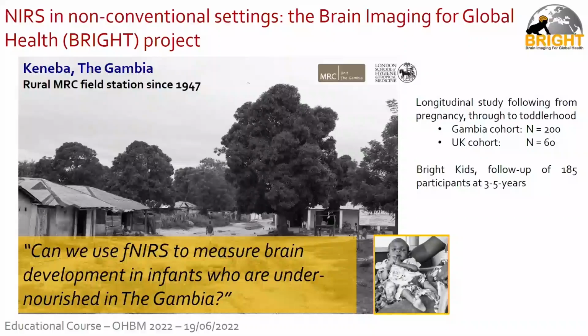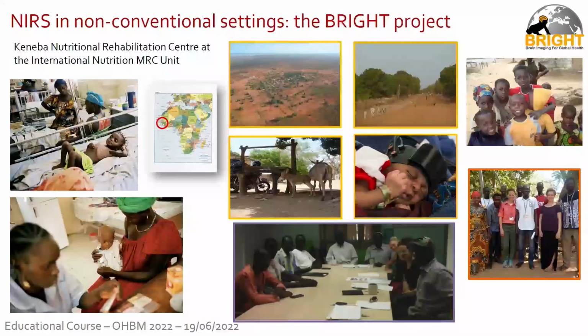And they set up a massive longitudinal study where we had many time points on 200 Gambian infants and 60 UK infants. And now actually we just finished a follow-up of 185 participants at 3 to 5 years of age. And I always like to show these kinds of pictures because this is what we were working with. So, of course, you have to think about something completely different to the setup we're using in our lucky Western countries, where normally we have labs that are purposely built for doing neuroimaging research. So that's what we were working on.